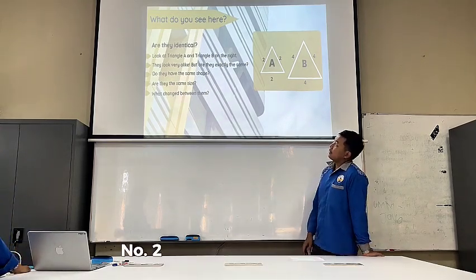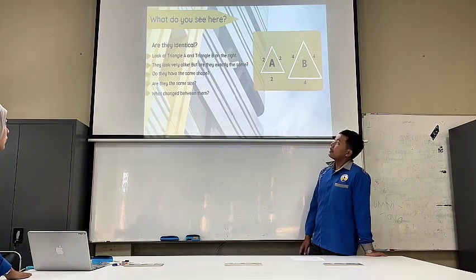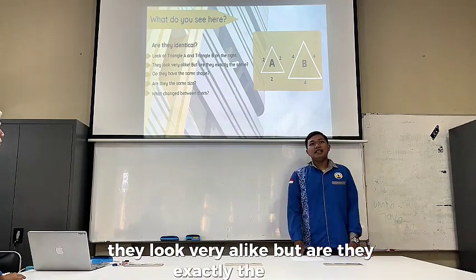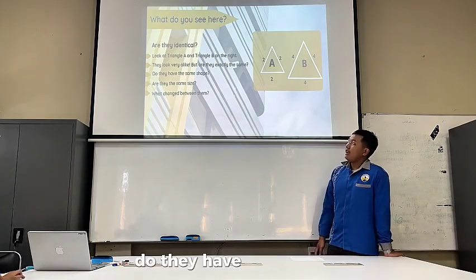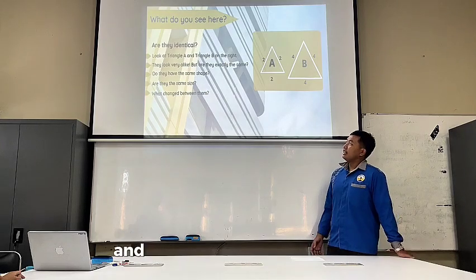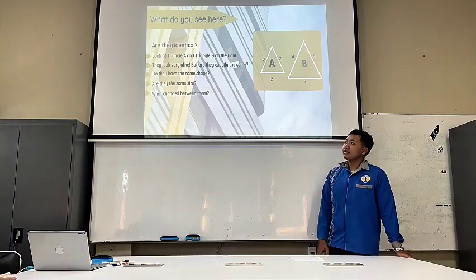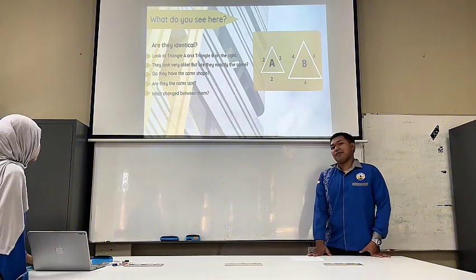And number two, look at triangle A and triangle B on the right. They look very alike, but are they exactly the same? Do they have the same shape? And next question, are they the same size? And the last question is, what changed between them?